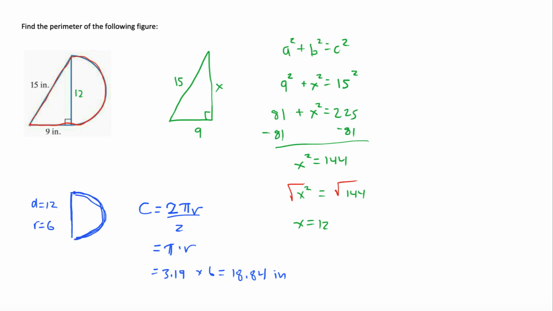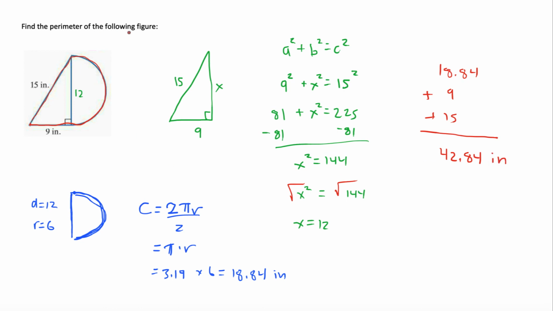So now let's take a look. The final answer then should be what? We want this length, which is just 18.84. But we also have to add the 9 plus the 15, right? Plus 9 plus 15. And adding all these together should give us the answer that we want, the perimeter. So 42.84 inches.